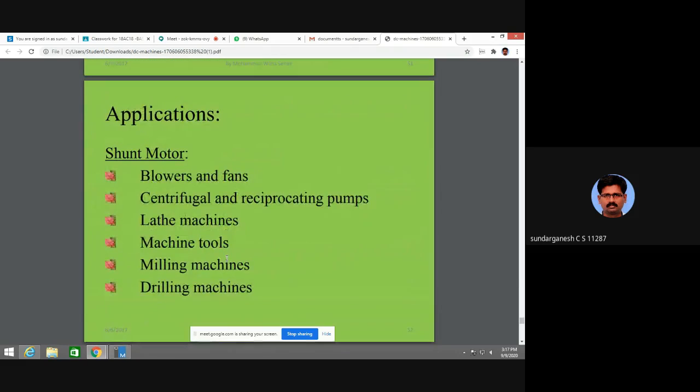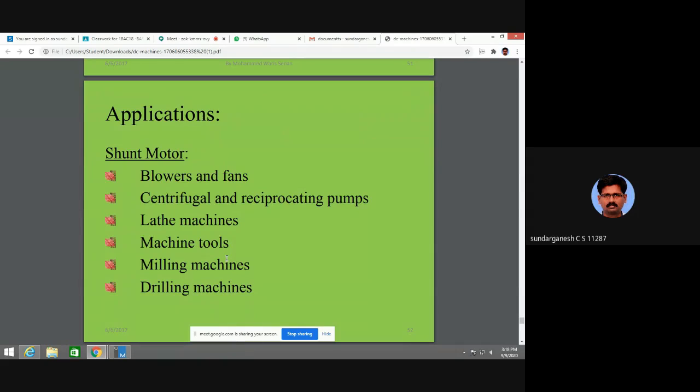Applications of shunt motor. Every motor has its own application. Shunt motor is used in blowers, fans, centrifugal and reciprocating pumps, and lathe machines used for producing different components, and machine tools. It is also used in tool manufacturing. The milling machine is also similar to a lathe machine. A lathe machine will only produce a circular object, whereas a milling machine will produce different objects.